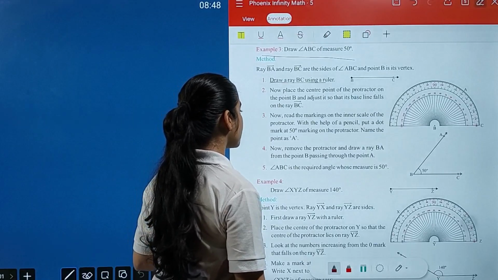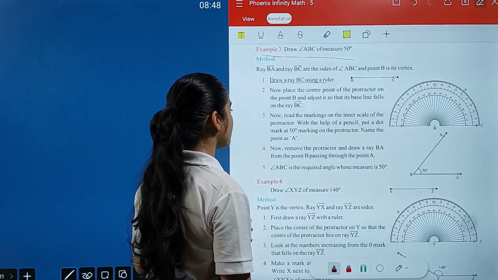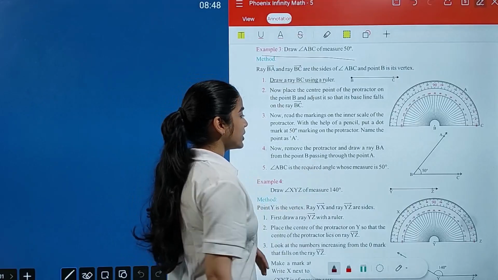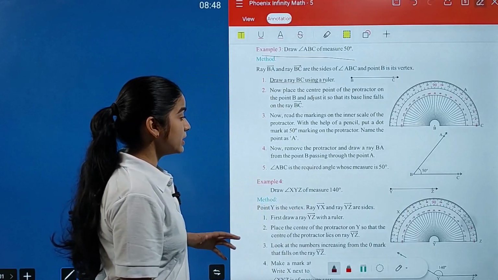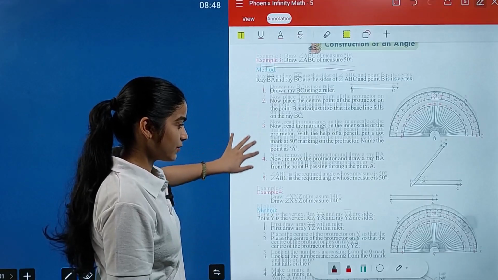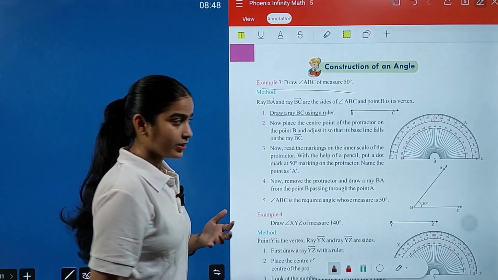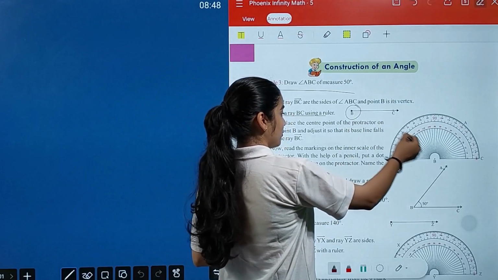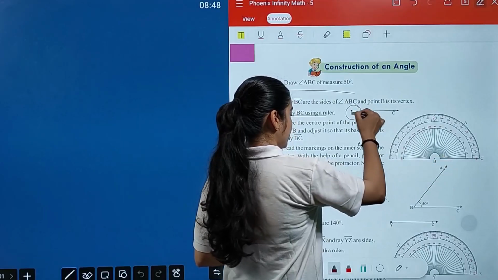With the help of a pencil, put a dot at the 50 degree marking on the protractor and name the point A. Now remove the protractor and draw a ray BA from the point B passing through the point A, and angle ABC is the required angle whose measure is 50 degrees. So what we understand here is that first of all we have to draw a ray. This is your point B where you have to put your protractor point.